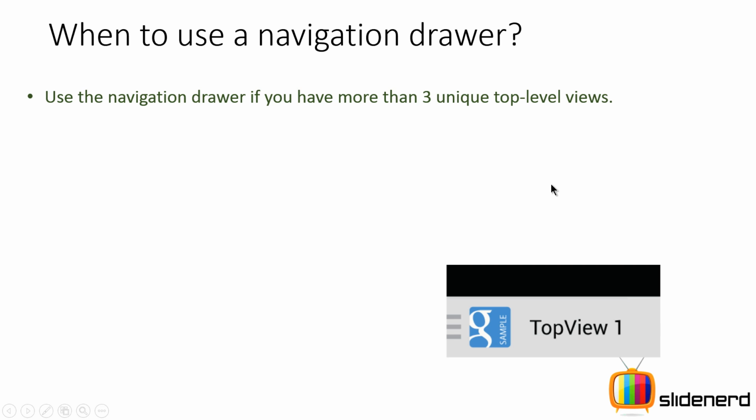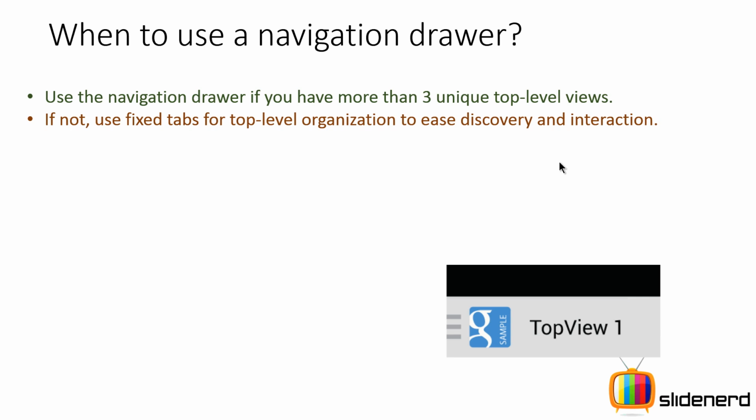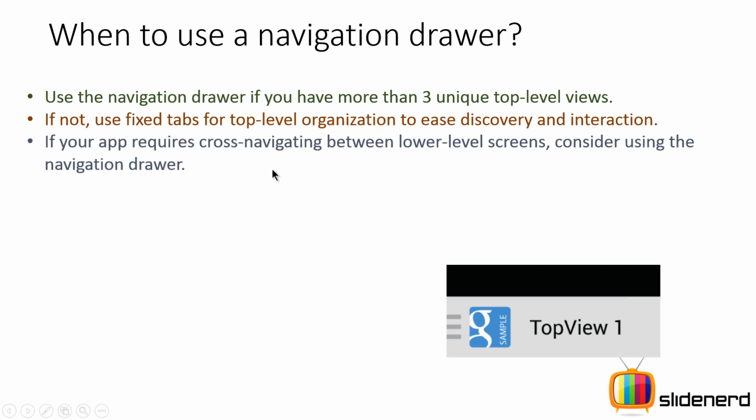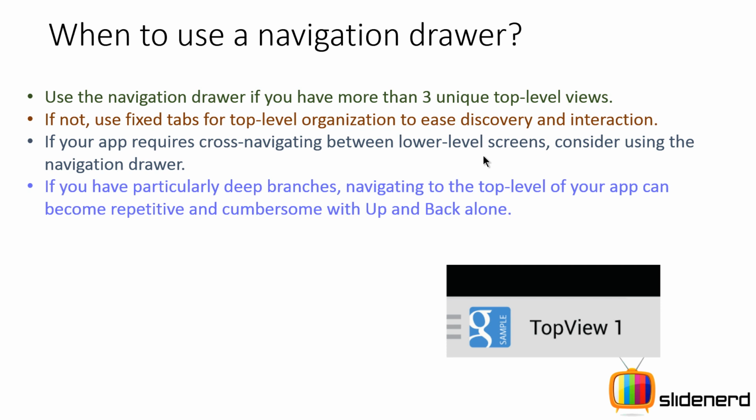So now let's take a look at when you should use it. You should have a navigation drawer in your app if you have more than 3 unique top level views. That means there are more than 3 screens, or say 3 activities or 3 different fragments that the user is gonna use. Well, use a navigation drawer. If it's less than 3, you can always use the fixed tabs, that is the swipe tabs or scroll tabs, which I've already talked about in my earlier videos. Now if your app requires navigating between lower level screens, like say reading 2 separate emails, then you can use a navigation drawer like I showed you earlier.